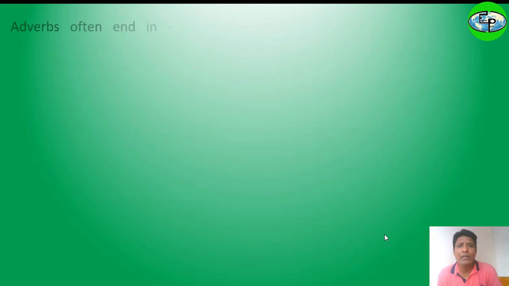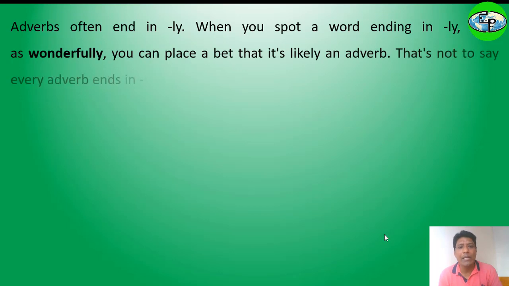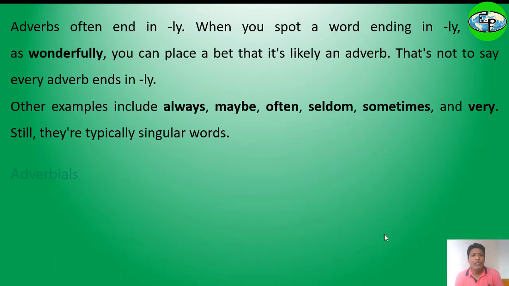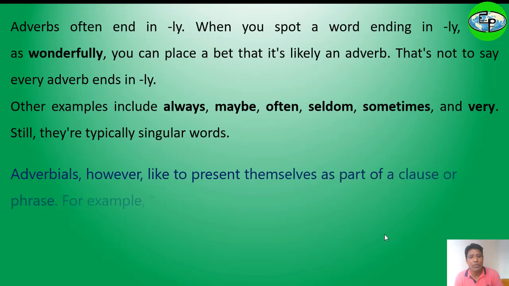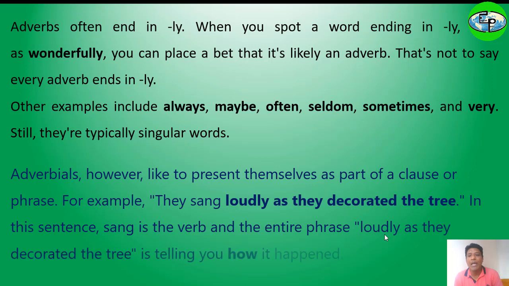Adverbs often end in -ly. When you spot a word ending in -ly, such as orderly, you can place a wager that it's likely an adverb. That's not to say every adverb ends in -ly. Other examples include always, maybe, often, seldom, sometimes, and very. Still, they are typically single words. Adverbials, however, like to present themselves as part of a clause or phrase. For example, they sang loudly as they decorated the tree. In this sentence, sang is the verb, and the entire phrase loudly as they decorated the tree is telling you how it happened.